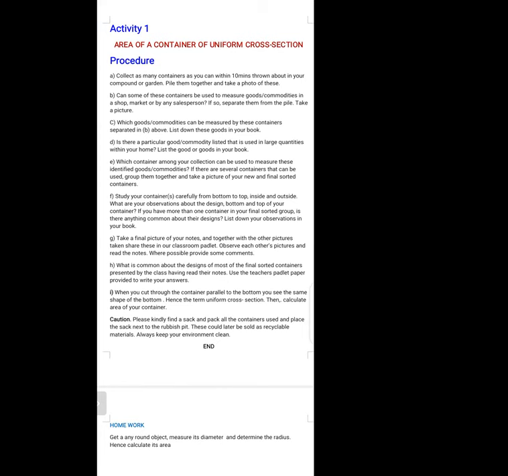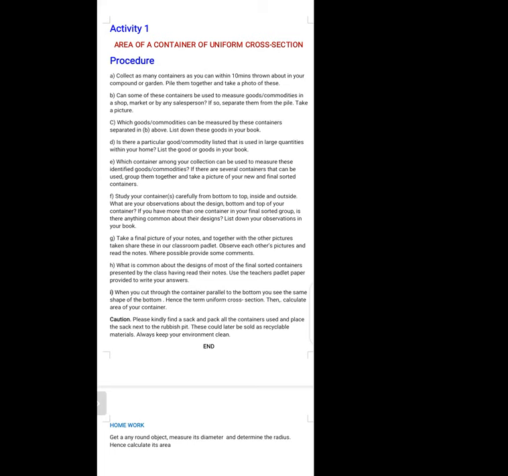Those are containers without fluid. We are not getting you, please. Can some of these containers be used to measure goods or commodities in a shop, market, or by any salesperson? If so, separate them from the pile, take a picture.